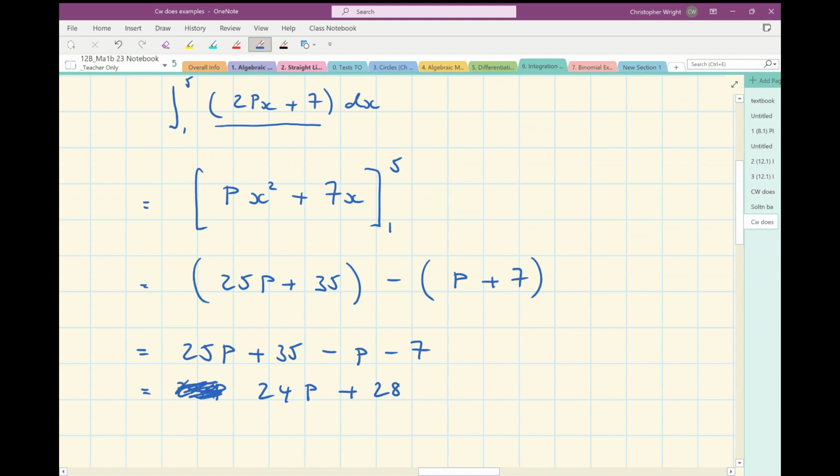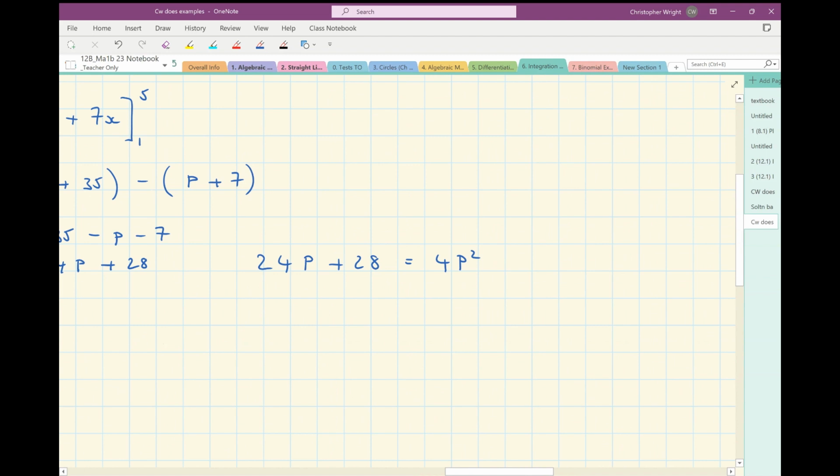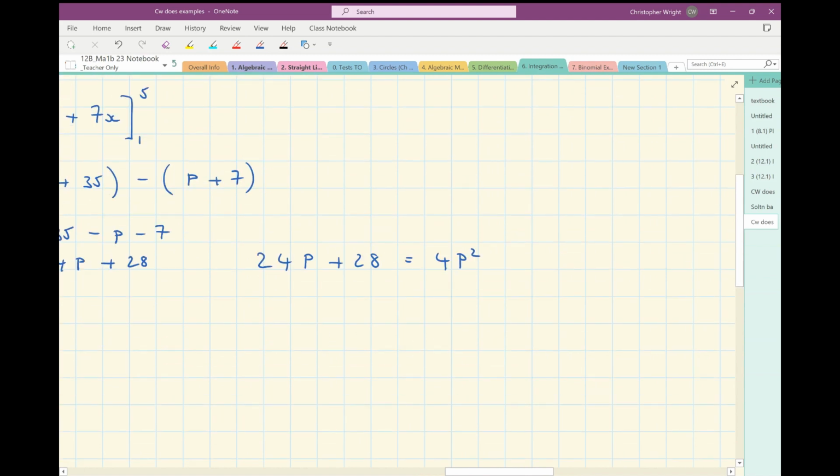So that is an expression for the value of that definite integral, and I know that it tells me that the value of that definite integral equals 4p squared. So here is an equation. I think if I solve this equation, I will get my 2 possible values for p. Let's have a look. I'm going to subtract 24p and subtract 28 from both sides. So I'm going to get 4p squared minus 24p minus 28 equals 0.